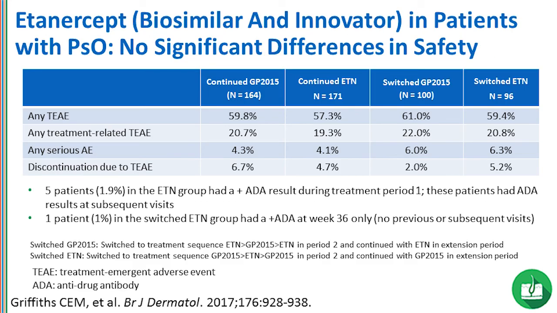Again, looking at safety data specifically, there were no significant differences in treatment emergent adverse events or anti-drug antibody formation between the etanercept biosimilar and its Innovator in patients with psoriasis. So I would say, to answer your question, Steve, yes, there is a lot of data to support switching a patient from Innovator etanercept to the biosimilar based on the studies that we have currently available to us.